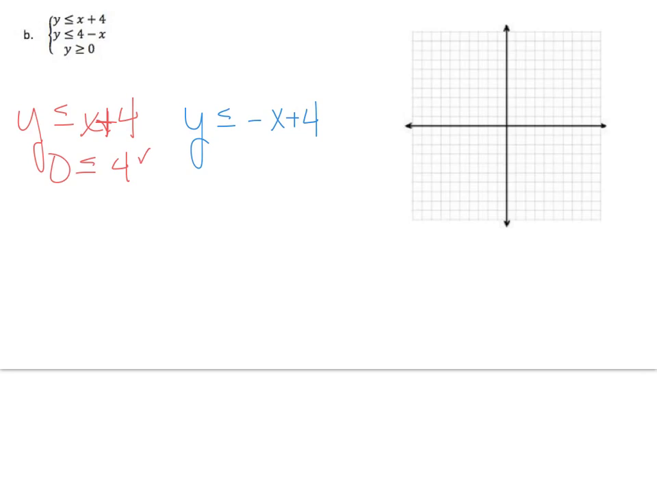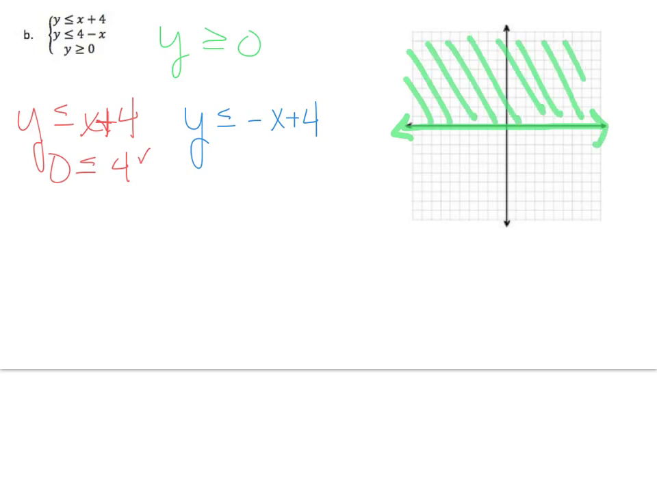And then y is greater than or equal to 0. Okay, let's do that y is greater than or equal to 0 first. My line is going to be right there, solid, and I'm shading everything above it. All right.